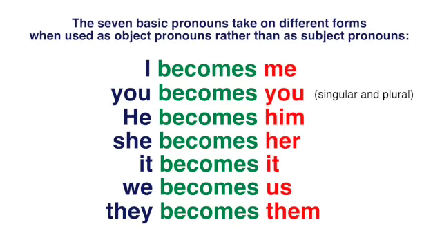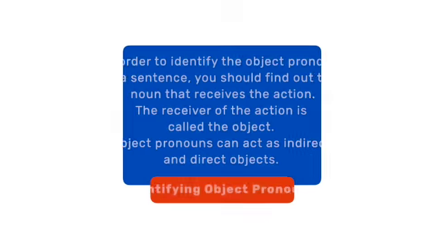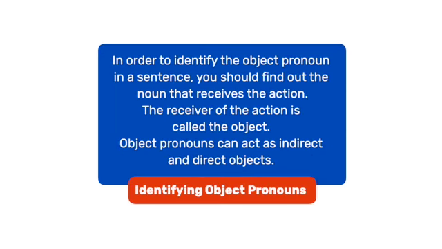I becomes me. You becomes you. This rule applies for singular and plural use. He becomes him. She becomes her. It becomes it. We becomes us. They becomes them.